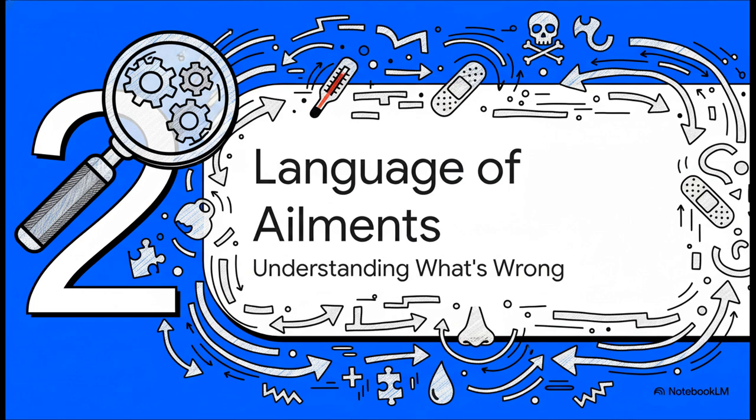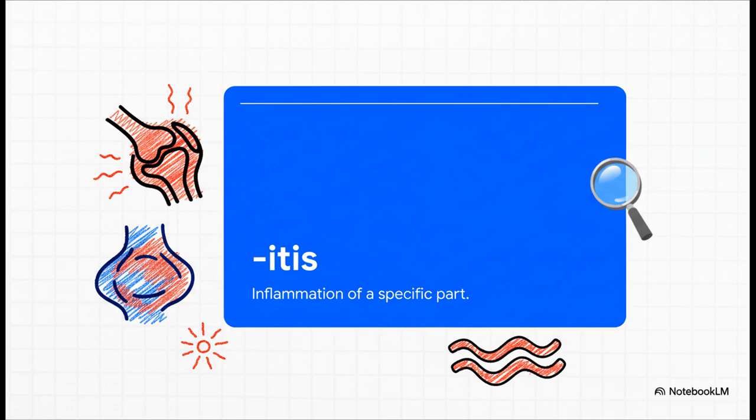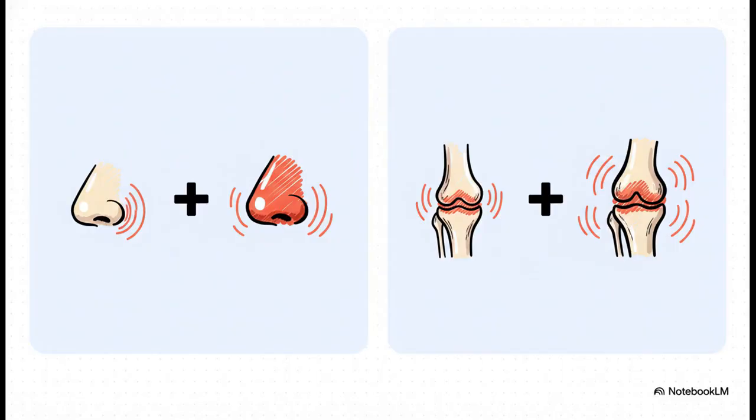All right, so now that we've got the basic formula, let's actually apply it. We're going to start with the language of ailments, figuring out what's actually wrong just by looking at the end of the word. Our first key is the suffix itis. Now, this is one you've probably heard a million times. If you see this at the end of a word, it signals one thing and one thing only: inflammation. It means some part of the body is swollen, red, and probably not having a very good time.